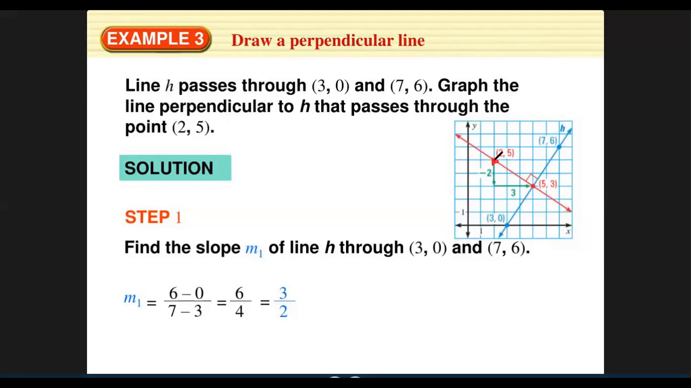After that, we said that the slope is negative 2 over 3, which means 2 units down, counting 0, 1, 2, and then 3 units to the right, 0, 1, 2, 3. We found the second point. We will connect them together. In this way, we draw another line perpendicular to the first line.